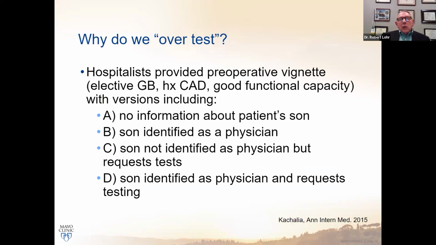Well, this study looked at the question of why do we overtest, at least from one aspect of it. And it's an interesting study, so I thought I would go through it briefly with you. A group of hospitalists were divided into 4 groups. They all had the same clinical scenario, which was an elective gallbladder operation, cholecystectomy, in a patient who has coronary artery disease, but a good functional capacity, which, as we'll talk about, is an extremely important aspect of the cardiac part of doing preoperative testing to assess that.